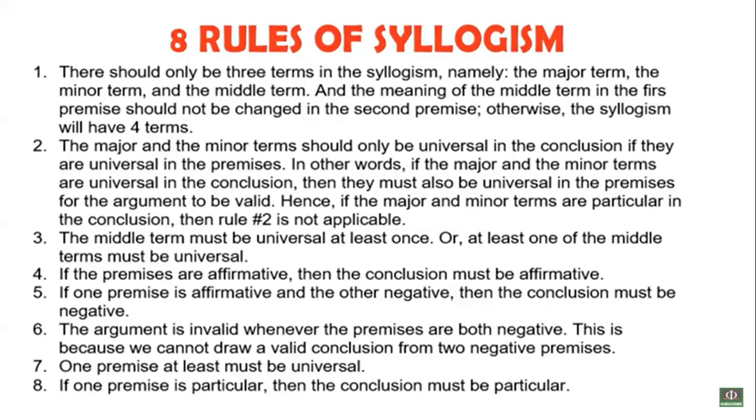Now, let us examine some examples of arguments and apply the 8 rules of syllogisms to determine their validity. Let us color the terms to avoid confusion. So let us assign the color red for the major term, blue for the minor term, and purple for the middle term.